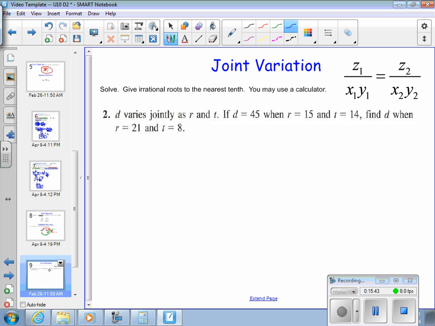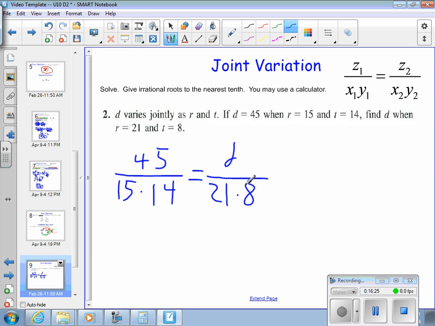Let's see how these look. Okay, joint variation. D varies jointly as R and T. If D equals 45, D's on the top, when R is 15 and T is 14, those two are both on the bottom of the ratio. Equals, now again, my D is on the top, and R is 21 and T is 8.